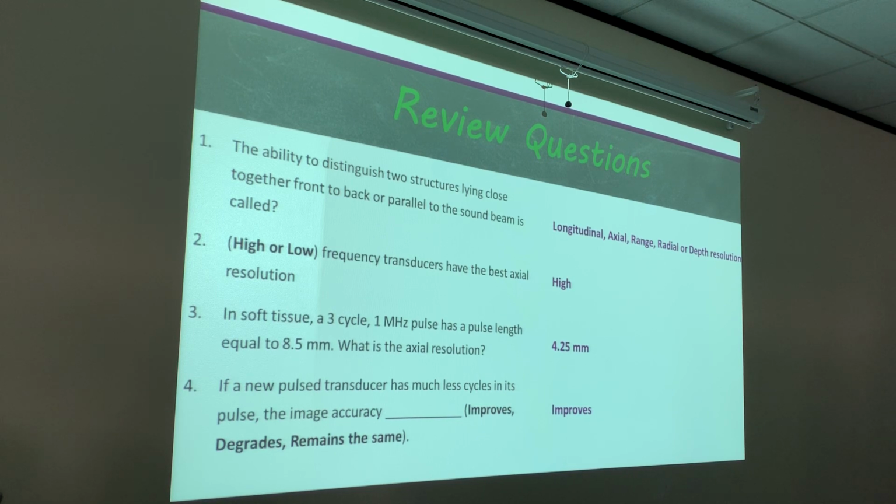Remember, our 2 ways to have the best axial resolution would be less ringing, higher frequency. Okay? We have less cycles in the pulse. Our image is going to be improved with axial resolution, or radial resolution, range resolution, depth resolution, longitudinal resolution. Know our synonyms, guys. Any questions on these 4 questions?